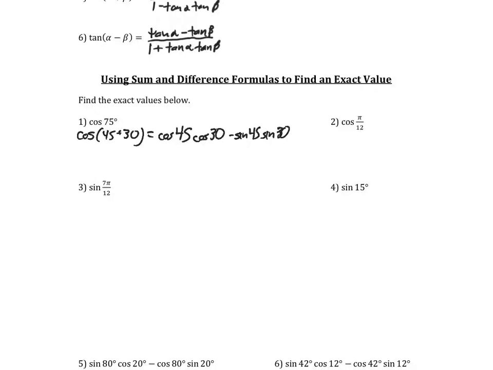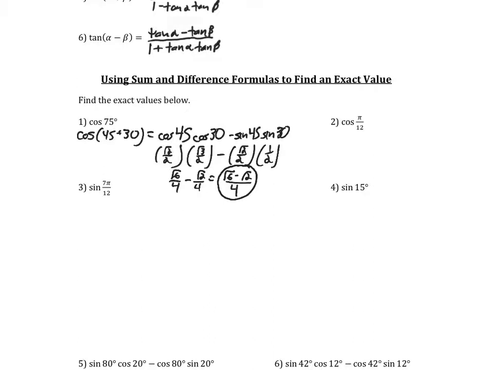Now, all of those are ones that I should know. So cosine of 45, root 2 over 2. Cosine of 30, root 3 over 2. Sine of 45, root 2 over 2. Sine of 30, 1/2. If I combine these, I get root 6 over 4 minus root 2 over 4, which is just root 6 minus root 2 all over 4.